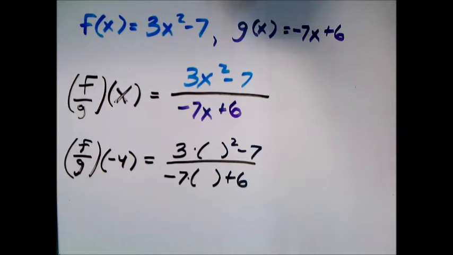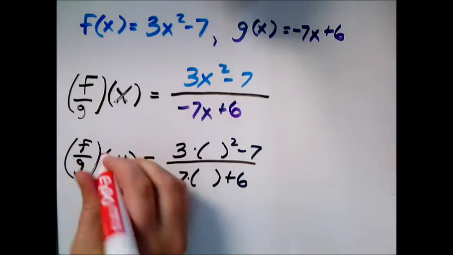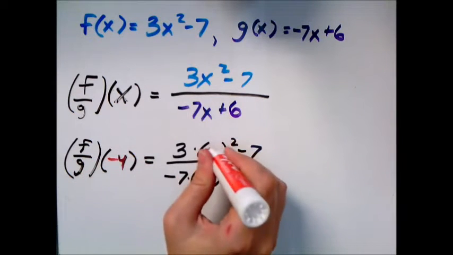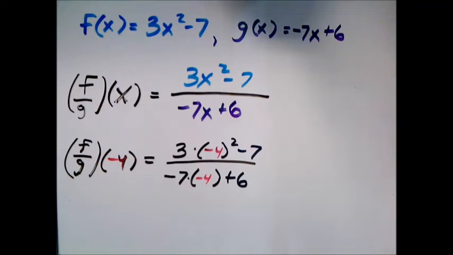We can put anything in there that we want to. Here they're specifically asking us to put negative 4 in there for x. So wherever there used to be an x, put negative 4. And now we'll just work on simplifying.